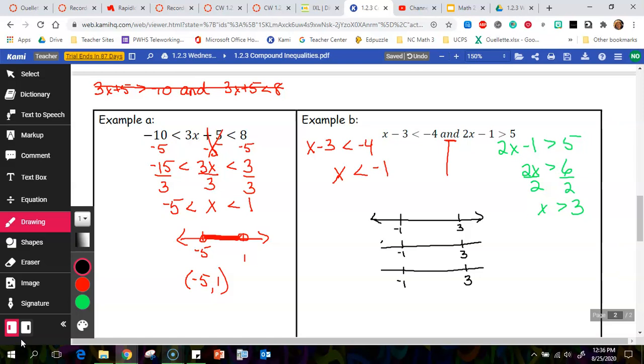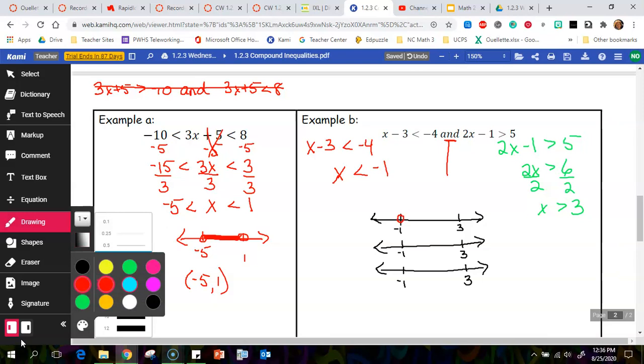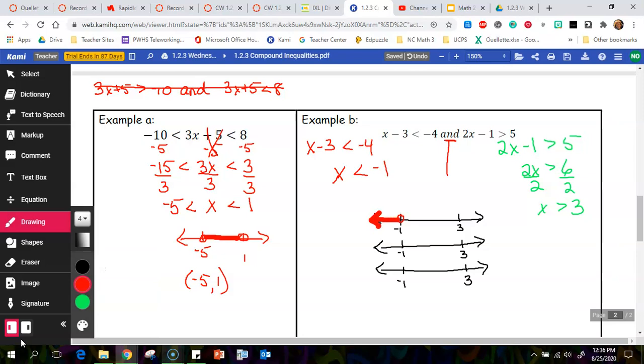So let's do the red inequality on the first graph. Let me go back to my red here. This inequality is x is less than negative 1. Less than negative 1 looks like this. Okay. And then my green inequality is x is greater than 3. So I've got open circle, and that goes to the right because my arrow goes to the right. So that goes that way.